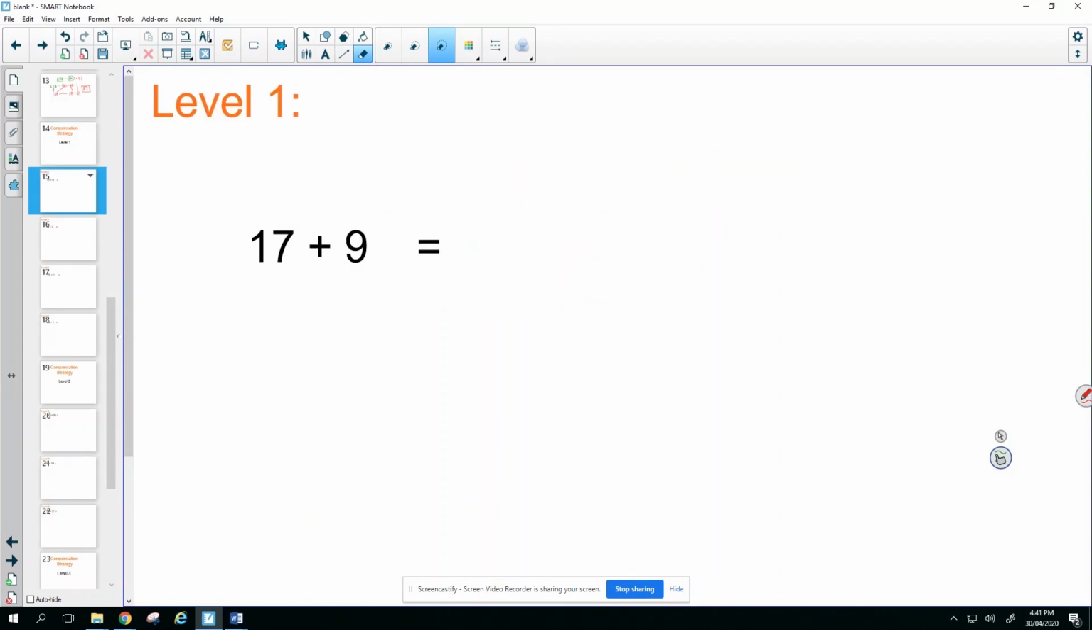Compensation method. So what it means is that whatever we do to one side of the equal sign, we're going to do the opposite to the other when we're doing addition. I'm going to explain that to you. So let's have a look at this.